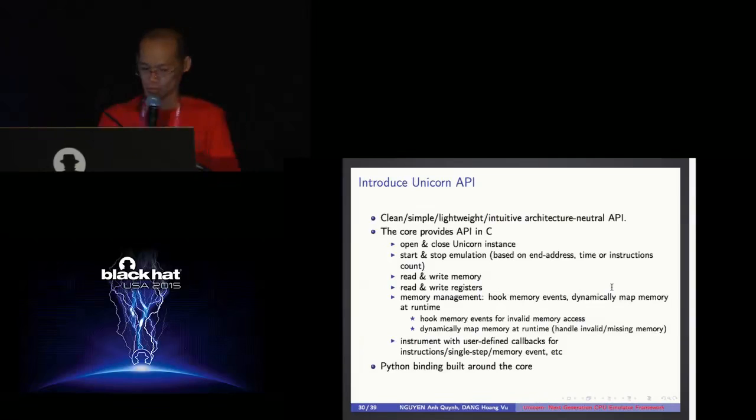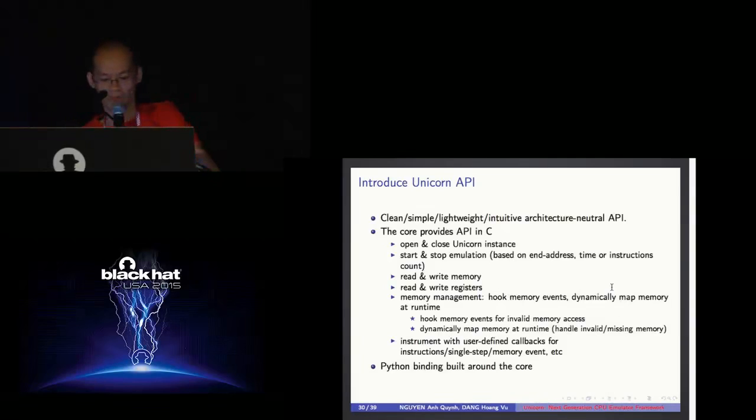The API allows you to read and write to the memory of the emulator. It allows you to read and write to registers. It has some memory management functions. You can hook memory events, so you can find, for example, when some invalid memory access happens, and act accordingly. And it also has some APIs so you can dynamically map memory at runtime if you want that, so you can handle invalid or missing memory.